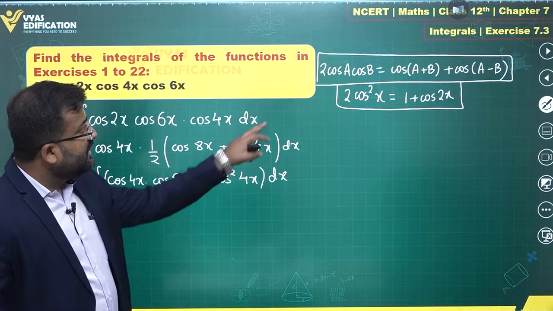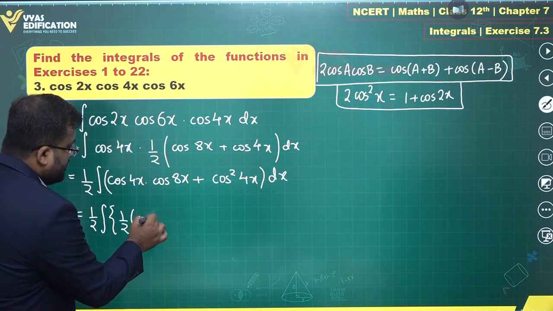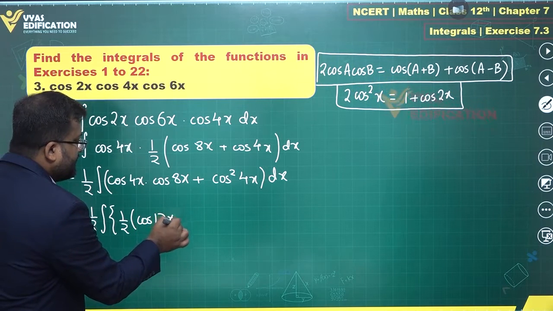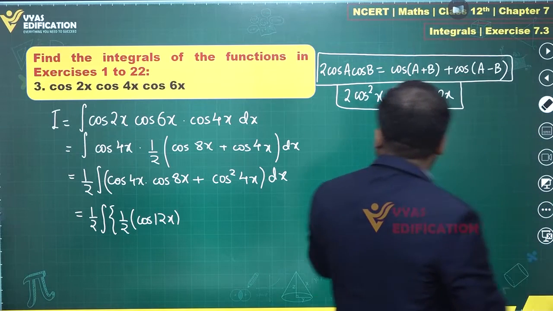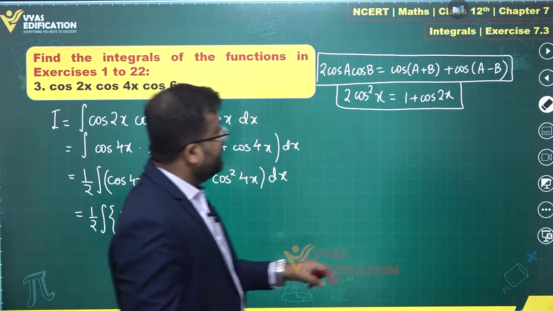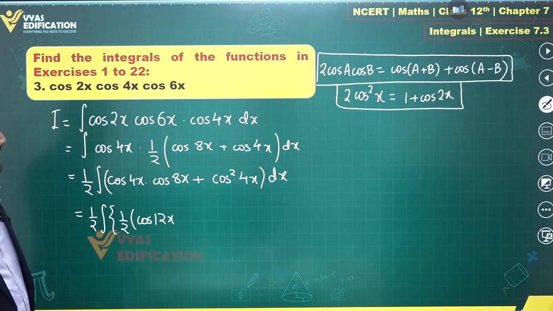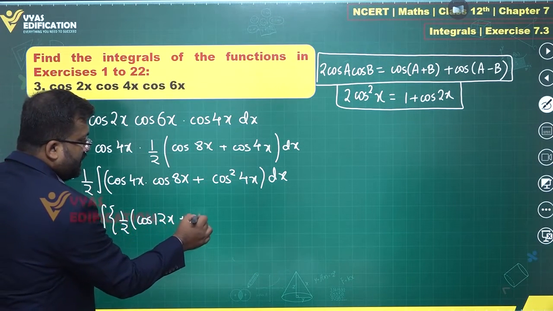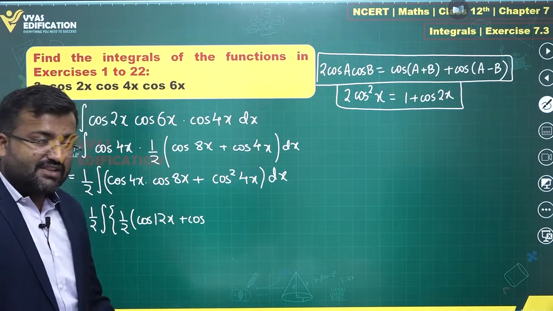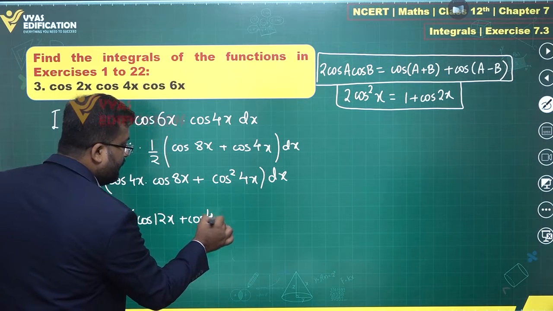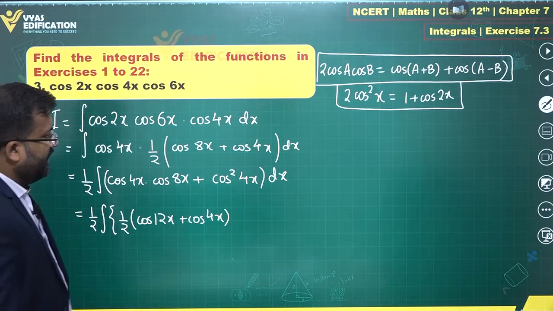Cos 4x into cos 8x will convert into half of sum of the two, which is cos 12x. And the next thing that you need to do is take the difference. How will we take the difference? Plus cos of a minus b. Oh, 4x minus 8x or 8x minus 4x doesn't make a difference, as we have seen. This will be cos 4x. Okay, this particular term is simplified.